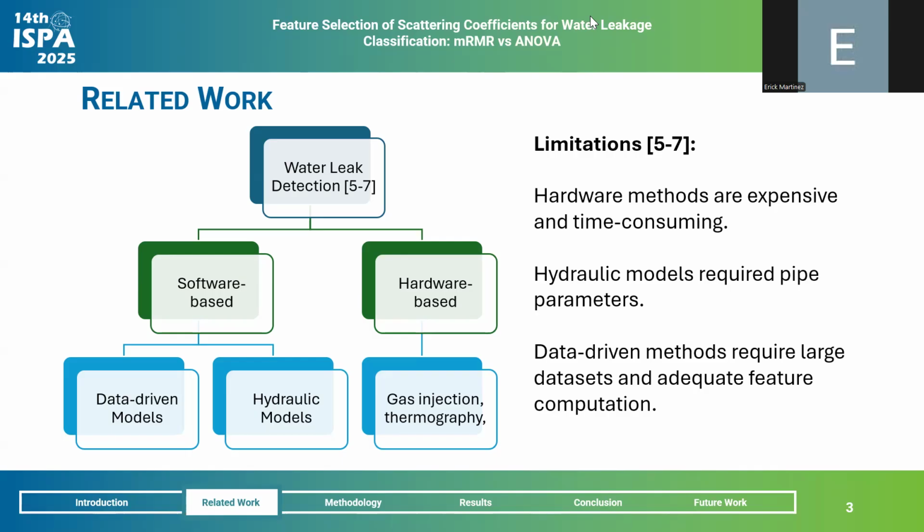Nevertheless, there are limitations with these methods. For instance, in the case of the hardware methods, they are expensive and time-consuming. In the case of hydraulic models, they require the estimation of the pipe parameters, but sometimes they are unavailable or difficult to estimate. And in the case of data-driven methods, they require large data sets and also adequate feature computation. If we want to generate a model, maybe we need to compute features from the data that we have, but computing those features can be challenging.